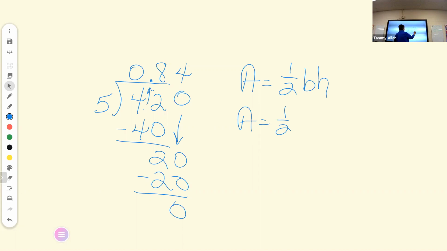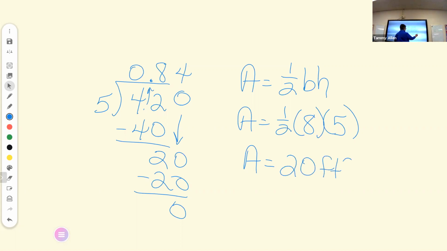What's the measure of the base? What's the measure of the height? What's the area of this particular triangle? And a label? Questions on that? Okay, so you check the answers.